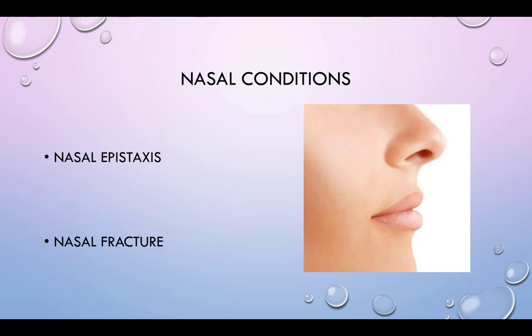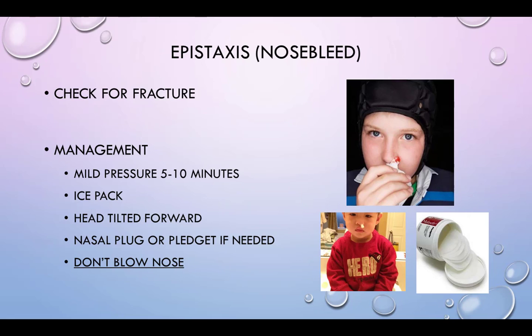Nasal conditions include nasal epistaxis and nasal fracture. Nosebleeds can be very dramatic and frightening. Luckily, most nosebleeds are not serious and can be handled fairly easily. They're divided into two types depending on whether the bleeding is coming from the anterior, or the front of the nose, or the posterior, in the back of the nose. Anterior bleeds make up more than 90% of all nosebleeds. The bleeding usually comes from a blood vessel at the very front part of the nose.